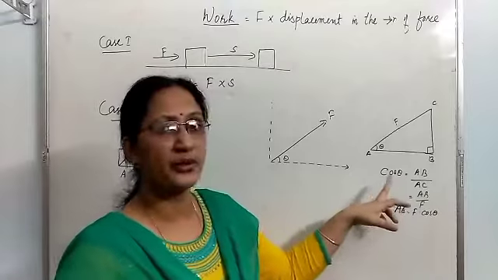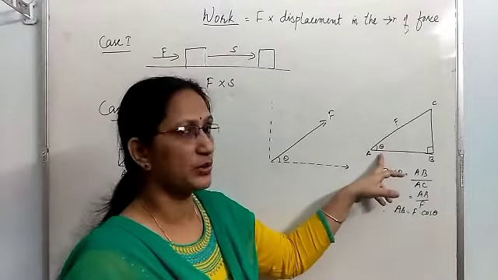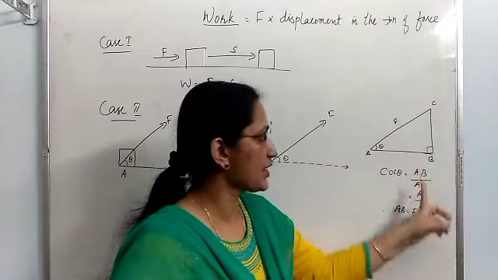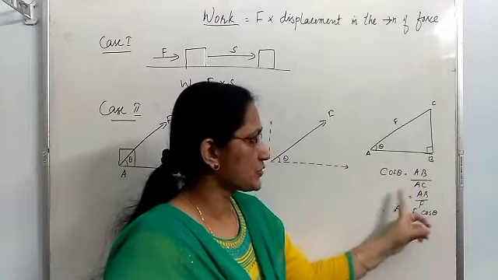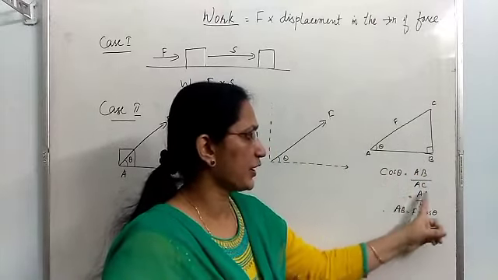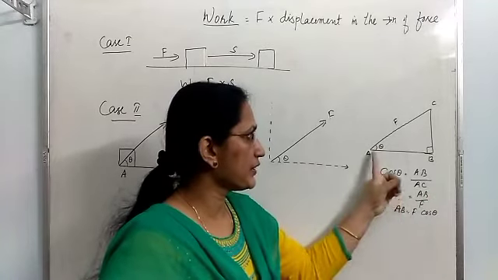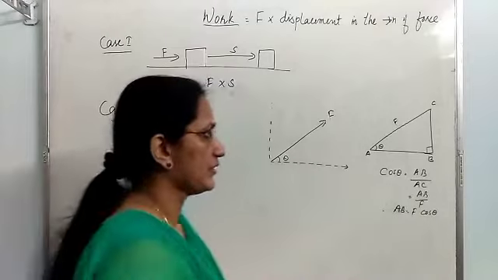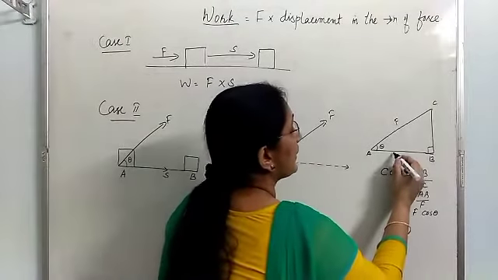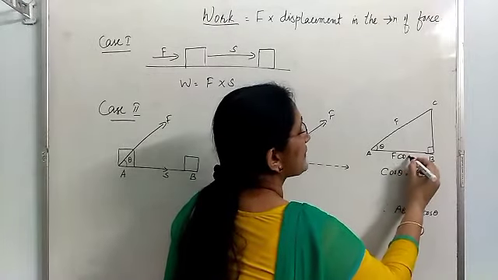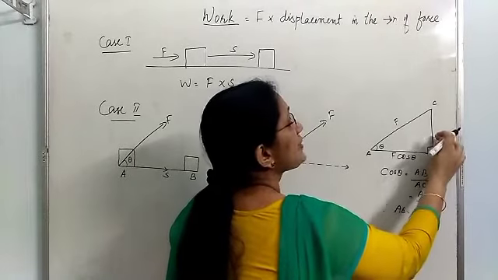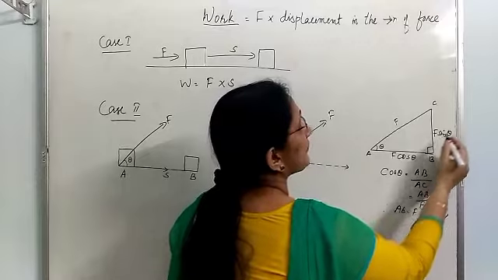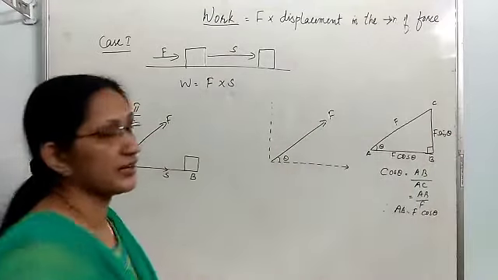So take the trigonometric ratio. Cos theta is equal to AB by AC. AC is equal to F. So you will get cos theta is equal to AB by F. So AB is equal to F cos theta. That means this side AB can be written as F cos theta. Similarly, this side you will get as F sin theta. Same application you can have here.